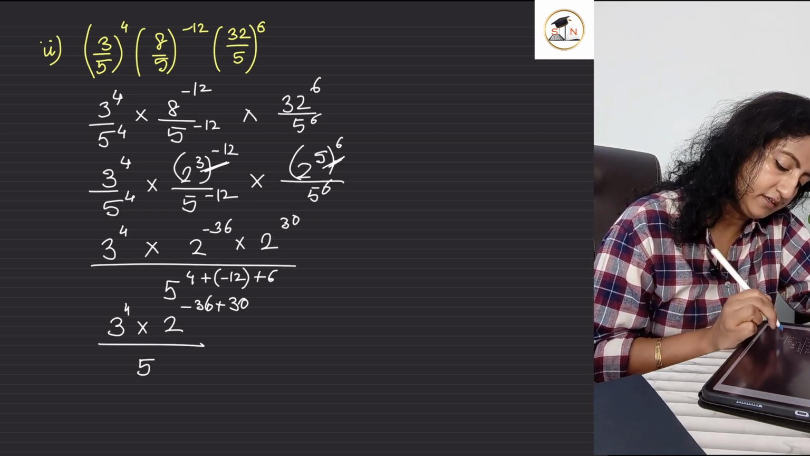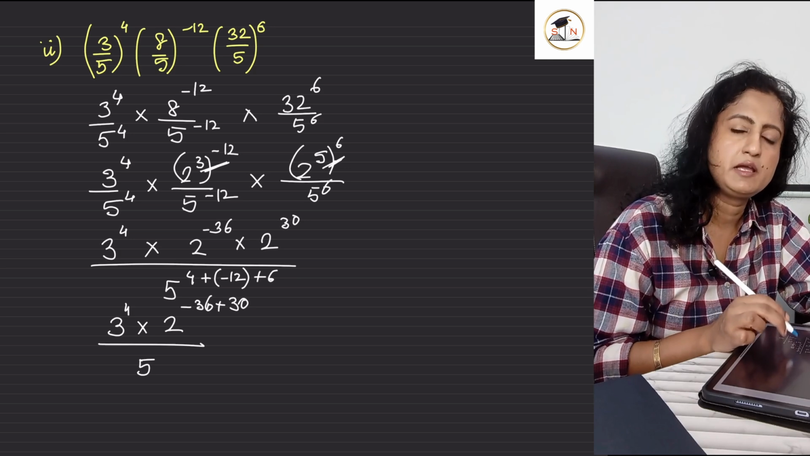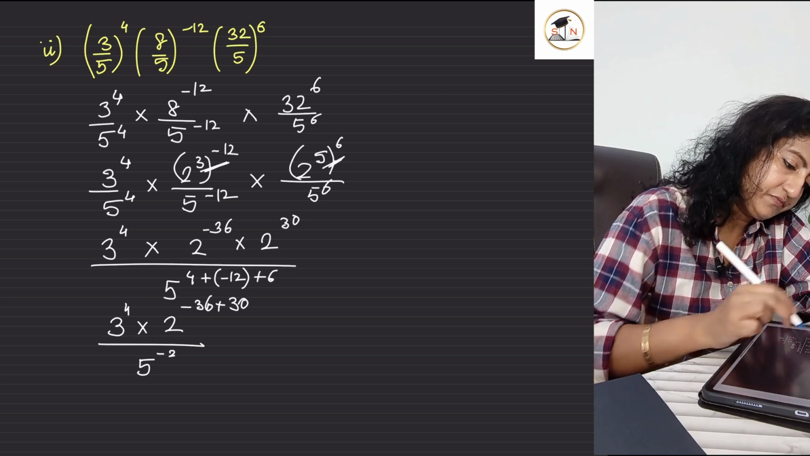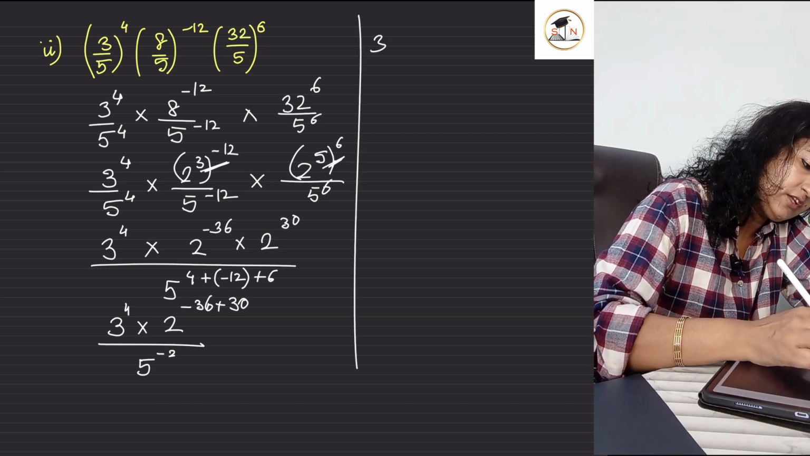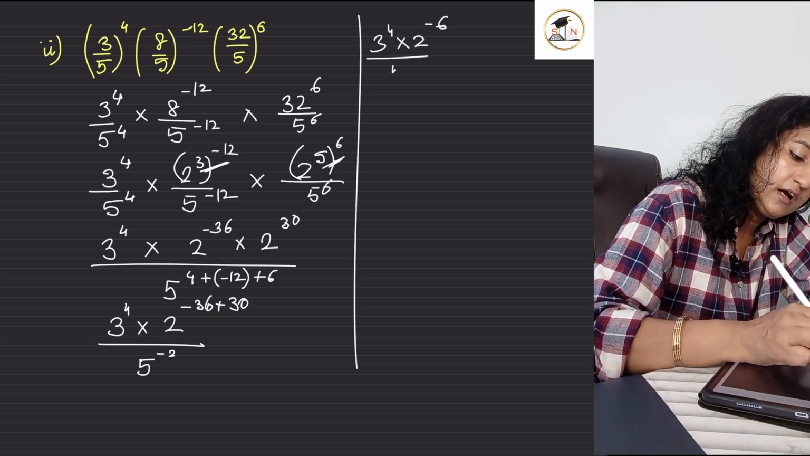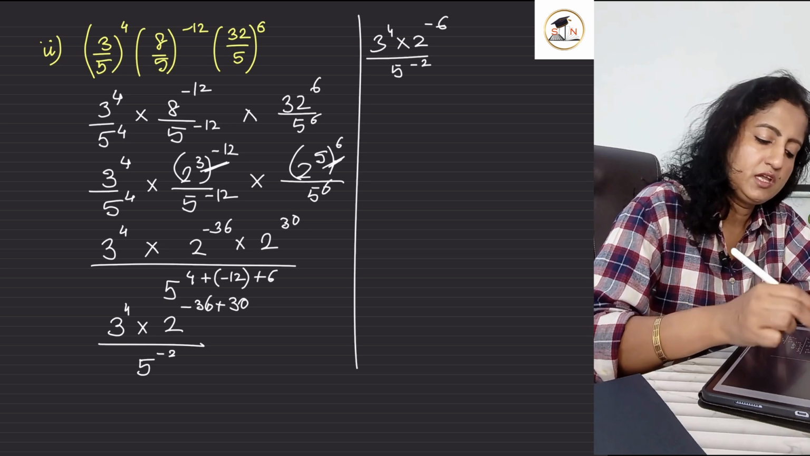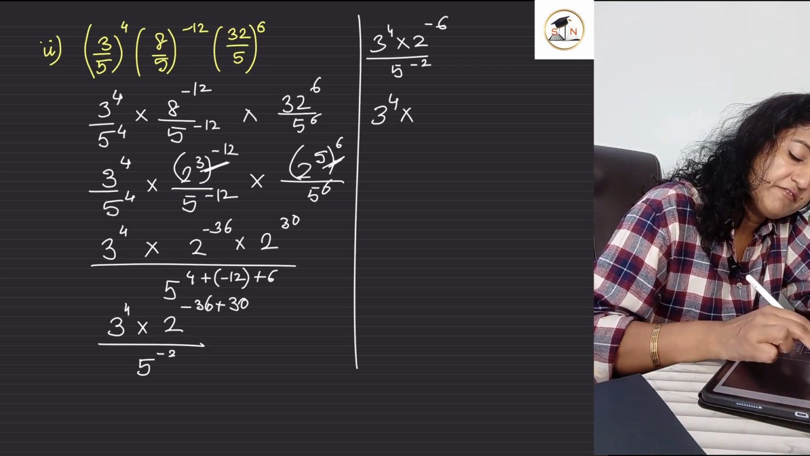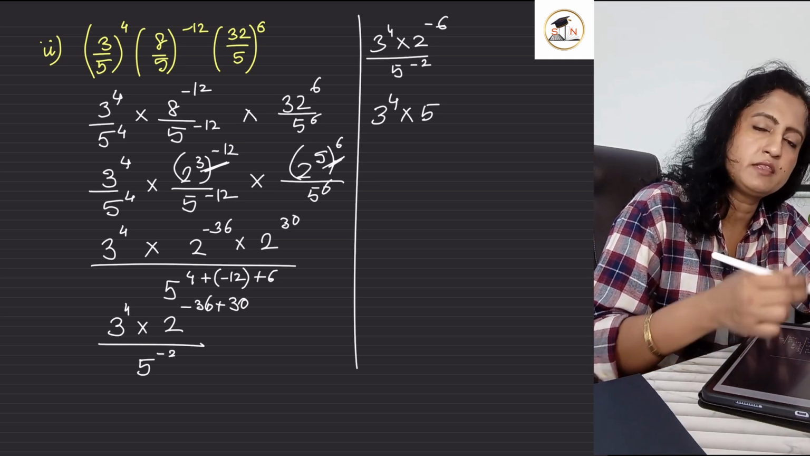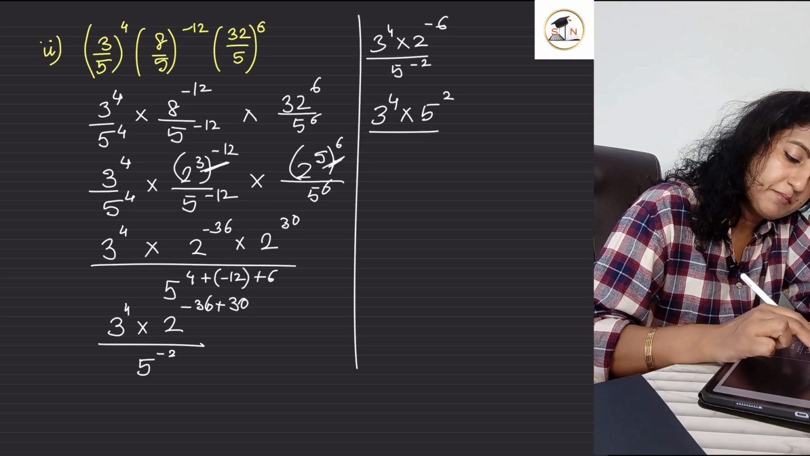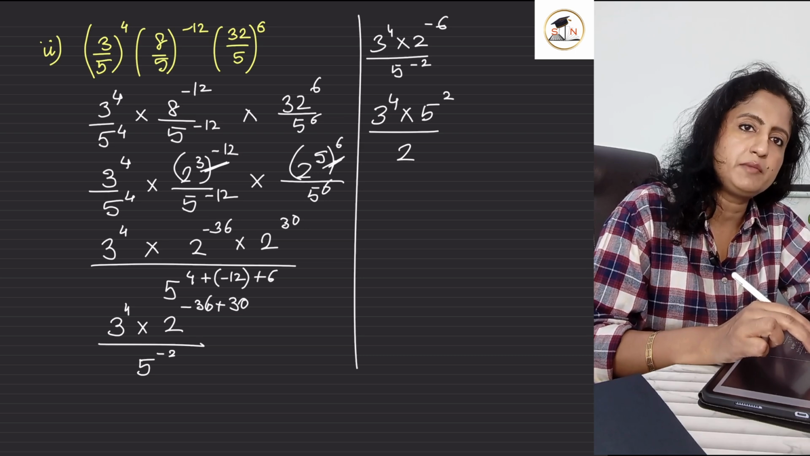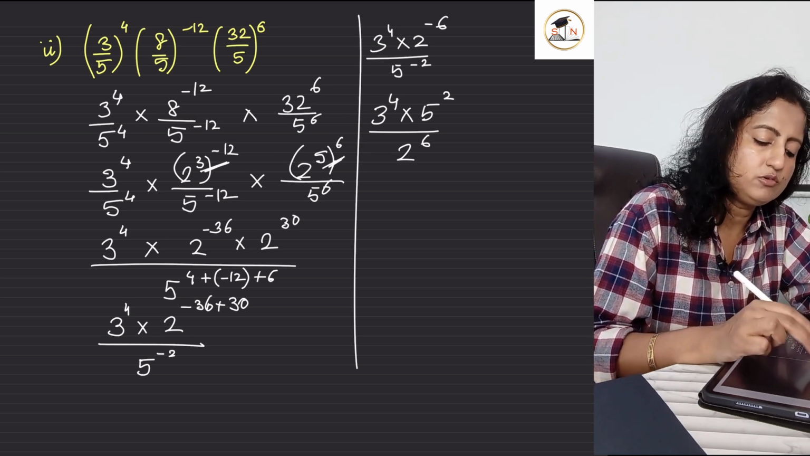And what do we get in the denominator? 4 minus 12 is minus 8. Minus 8 plus 6 is minus 2. So now we are getting, I'll do it over here, 3 to the power 4 into 2 to the power minus 6 upon 5 to the power minus 2. Now I'll take 5 up because 5 was in the denominator having a negative power. So I will take it up and the power becomes positive. And simultaneously, I'll bring 2 down because it had a negative power on top. So after coming down, it will become positive. And now the last step.